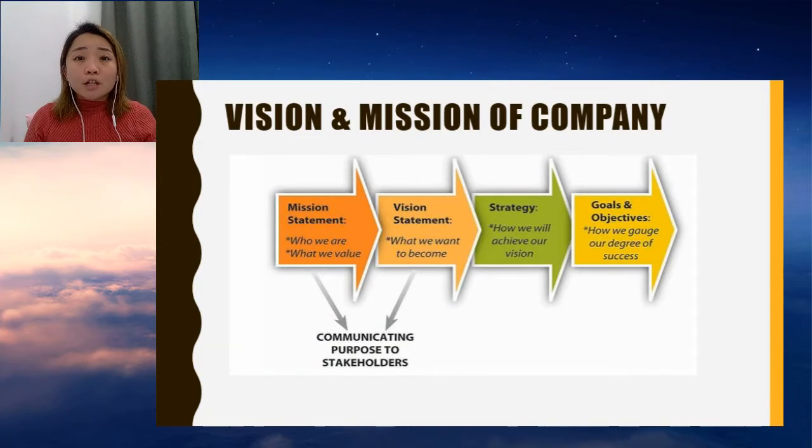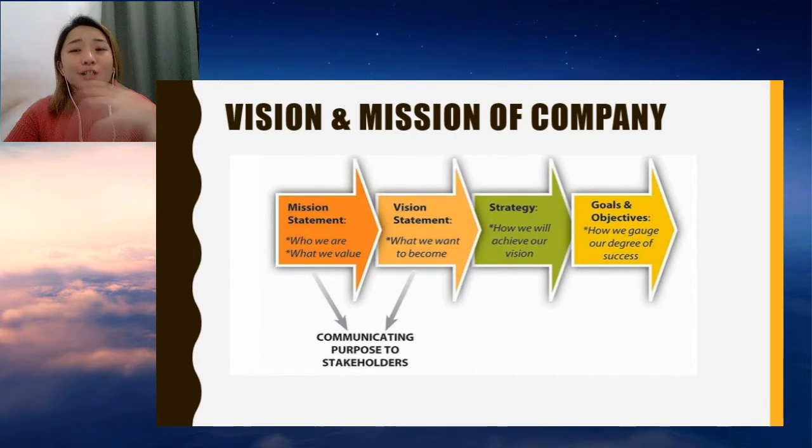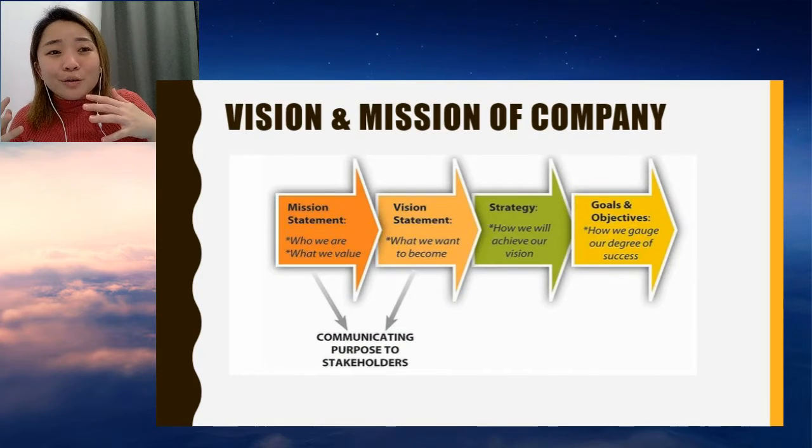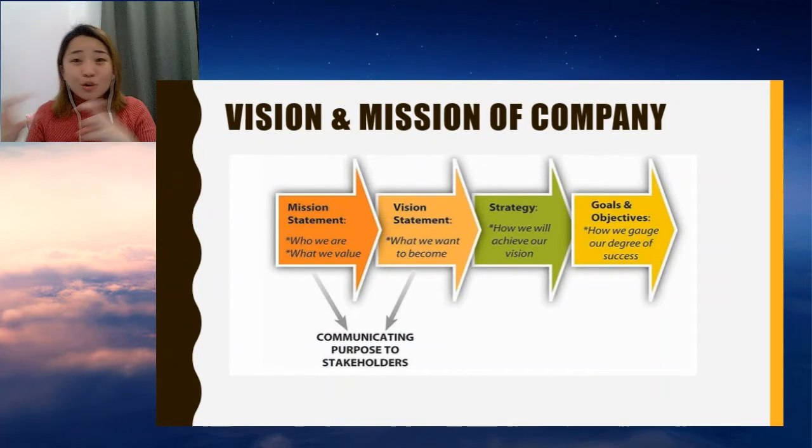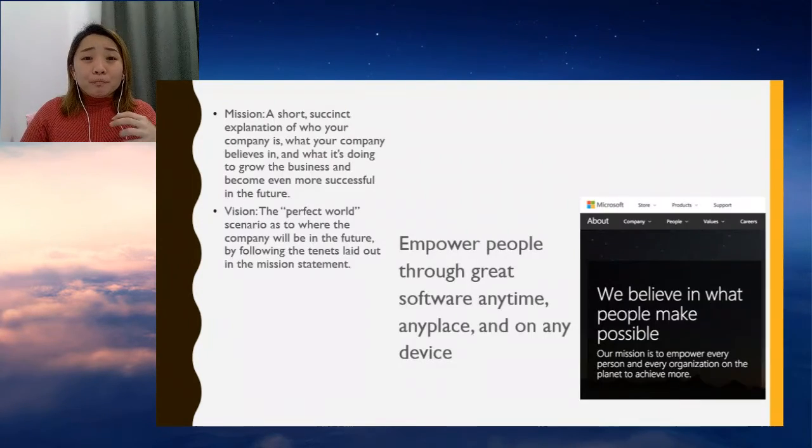How are you planning to achieve that vision that you're talking about? And of course, once you achieve it, I have my strategy. So, how do you see if I'm successful by the goals and the objectives, the smaller ones? Okay, now these are some of the mission examples that I would like to give to you.